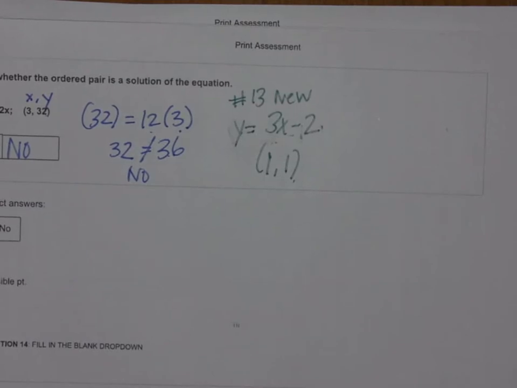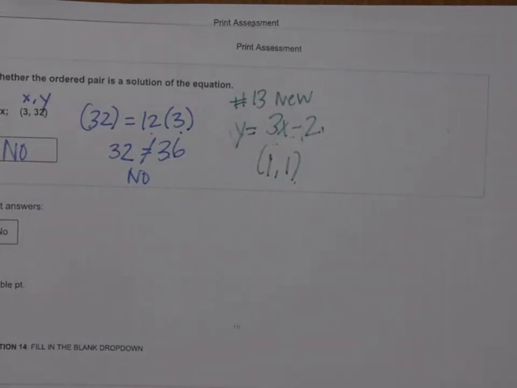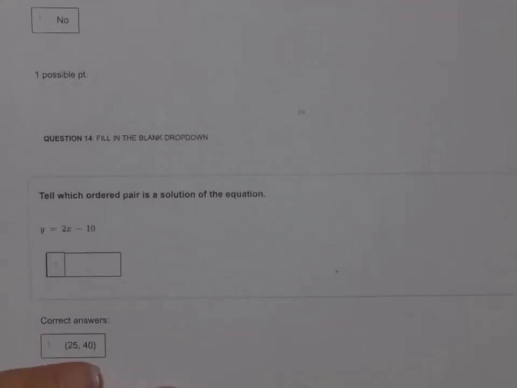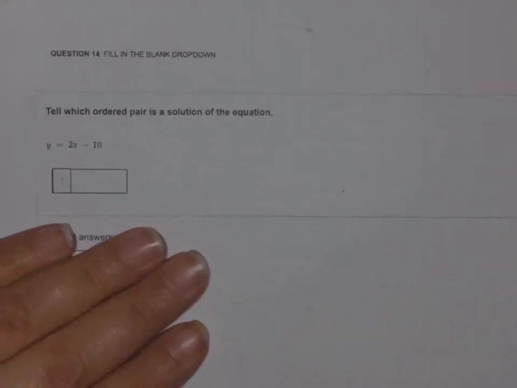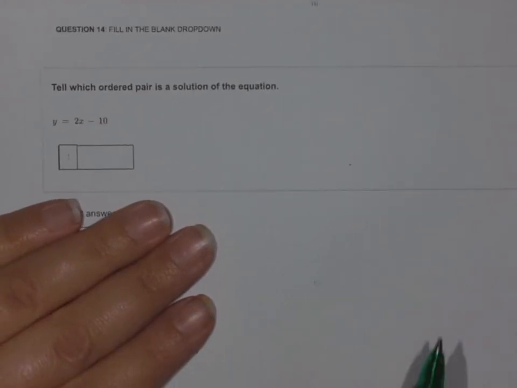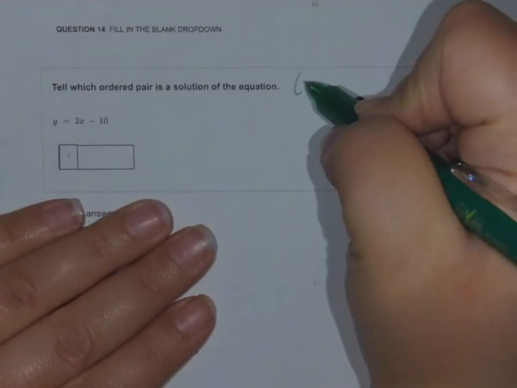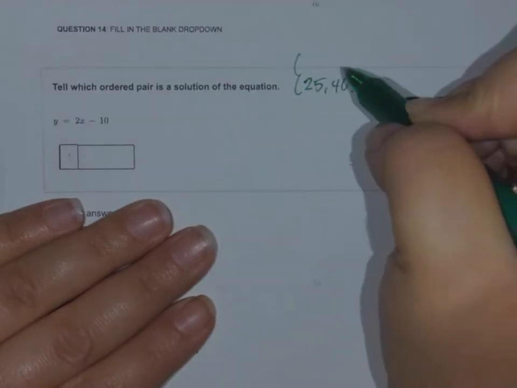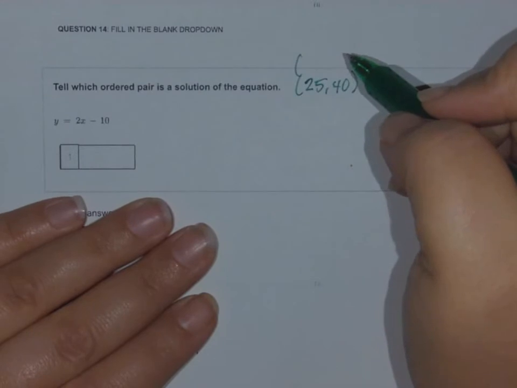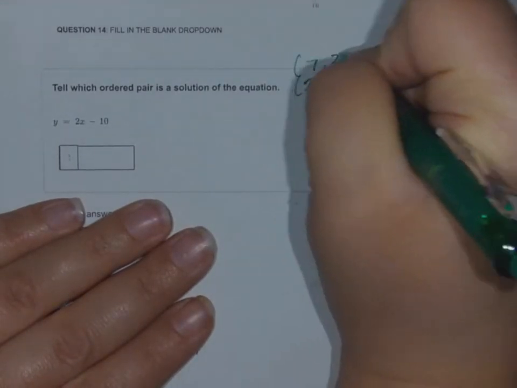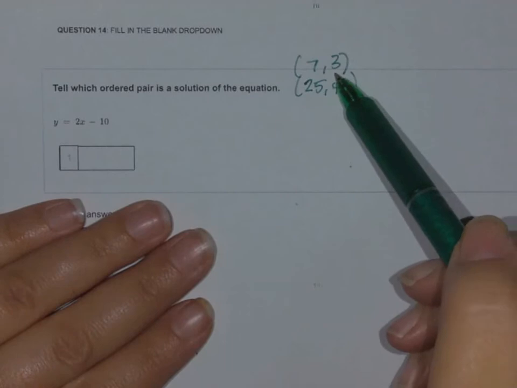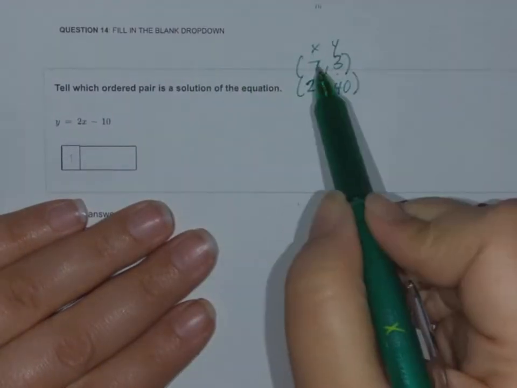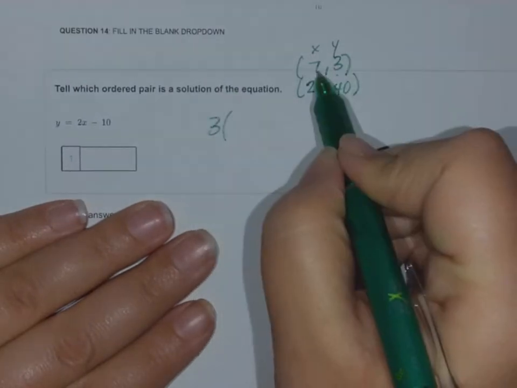Okay? All right, now, number 14, you tell which ordered pair is a solution. Okay, and it should give you the options 25, 40, as well as 7 and 3, I believe. Okay, so we're going to try 7 and 3 first. So this is x, this is y. Plug 3 in right here, and plug 7 in for x.